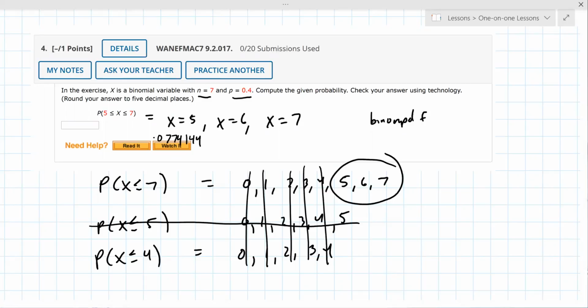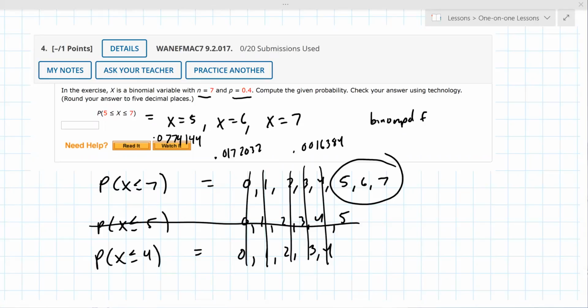And then for 6, if you copy and paste, you might be able to do it a little faster. 0.0172032. And then for 7, it's 0.00163884. So the total I got 0.0963.